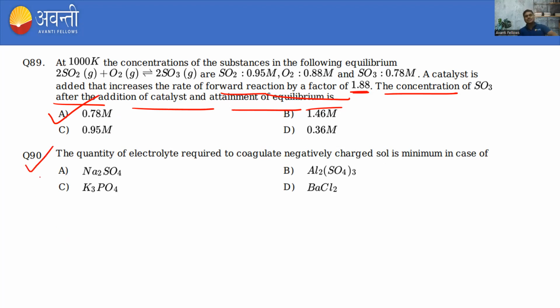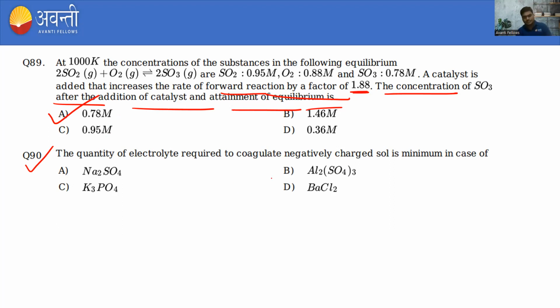Now, let's move to the next question. This question is from surface chemistry, that is question number 90. They are asking the quantity of electrolyte required to coagulate a negatively charged sol minimum in the case. The minimum quantity of electrolyte required to coagulate.